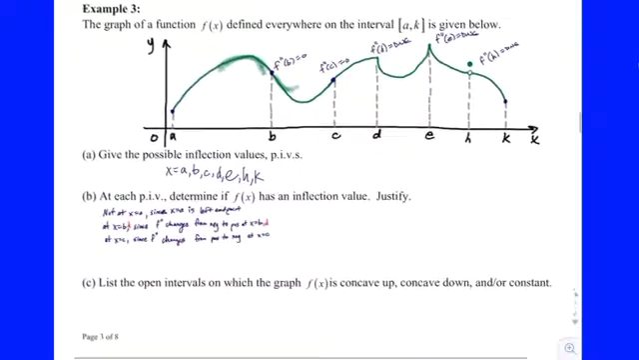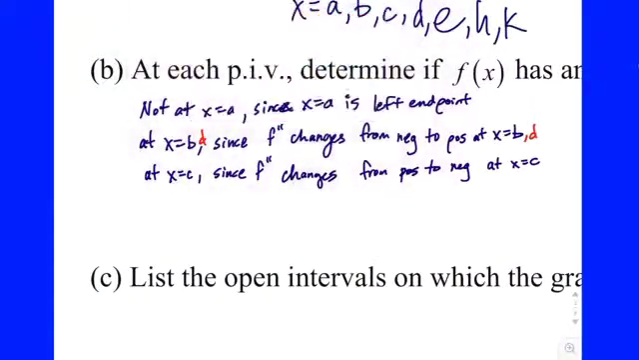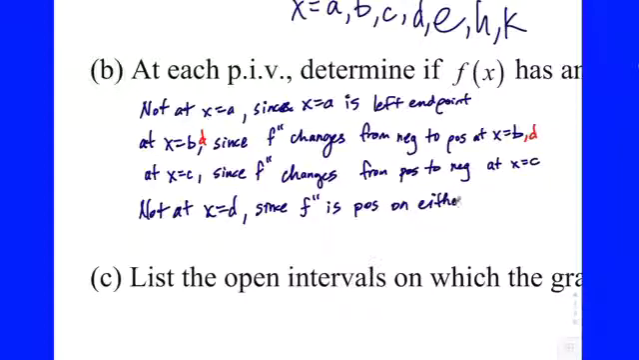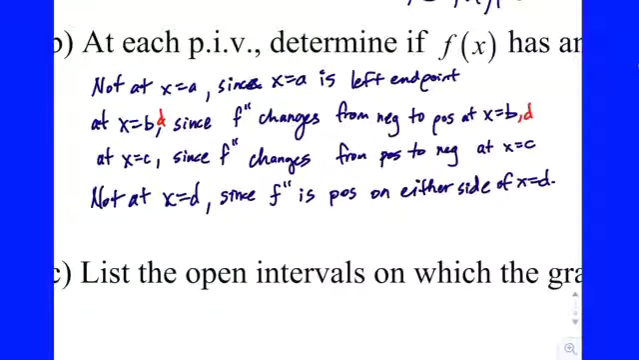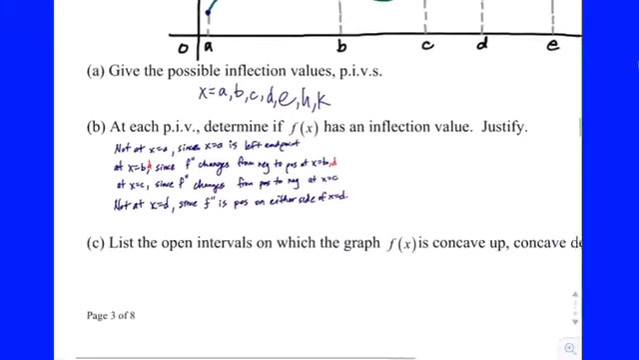It's a PIV, but is it an actual IV? Nope. Okay. So not at x equals d, since f double prime is positive on either side of x equals d. So kind of the same sentence we would write if we had a critical value that was neither a local max nor a local min. We're saying immediately to the left and immediately to the right, the second derivative is positive. And we've already declared them as PIVs up above.